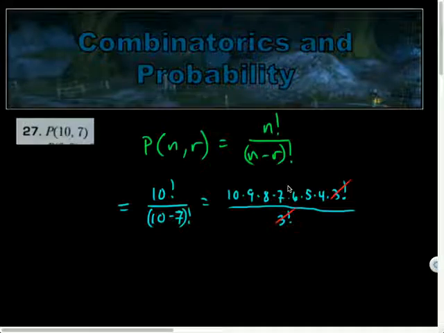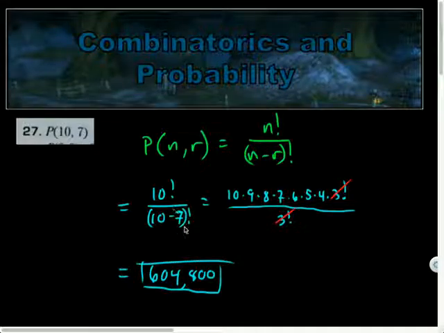I believe we get 604,800, maybe? Let's see what I get. That's what the book says I'm supposed to get. 10 times 9 times 8 times 7 times 6 times 5 times 4. Yeah, that's what I got. 604... Okay. Yep. All right.